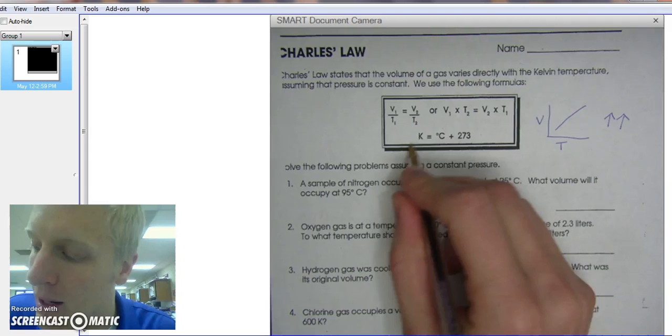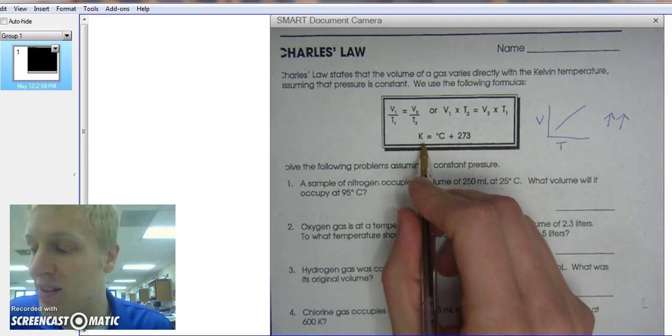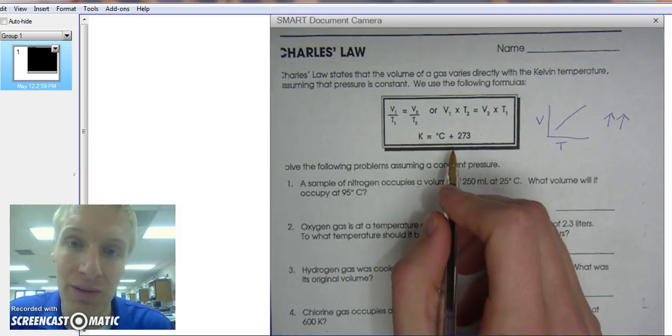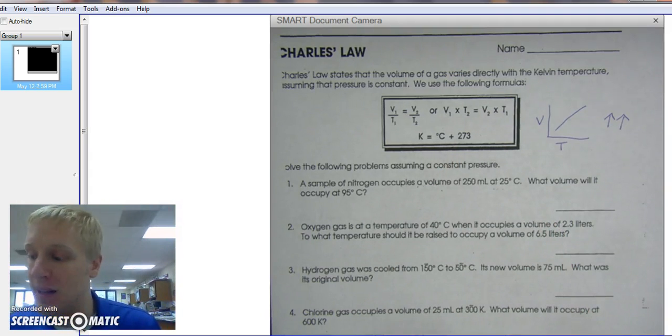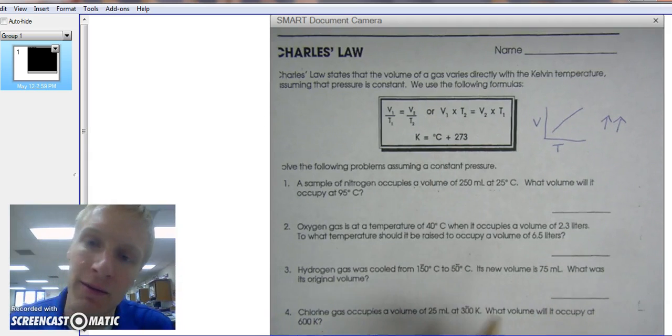Important to know about Charles's law, or any gas law, is that your temperature has to be in Kelvin. Why does it have to be in Kelvin? Well, first of all, Kelvin is based off of the movement of molecules, kinetic energy. 0 Kelvin is when molecules are stopped. They are not moving. Whereas Celsius is based off of the freezing point of water.